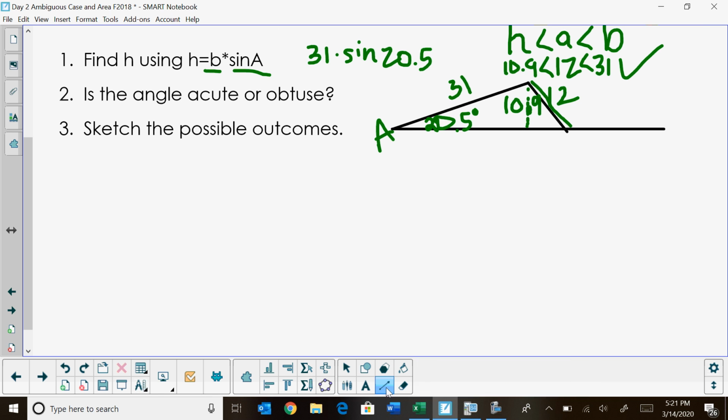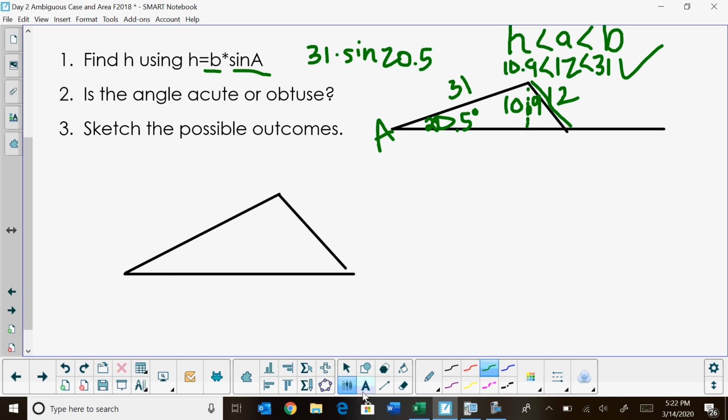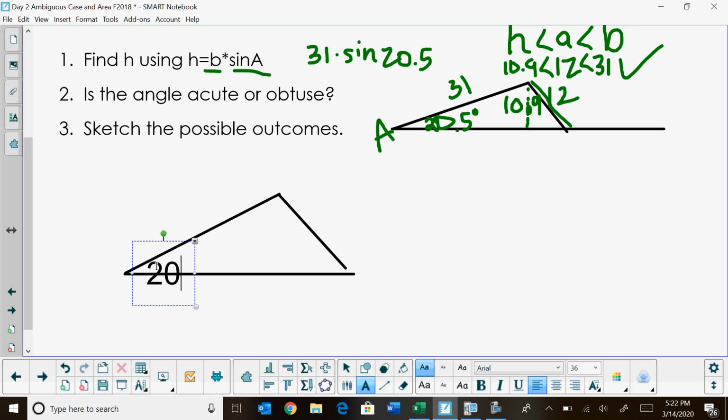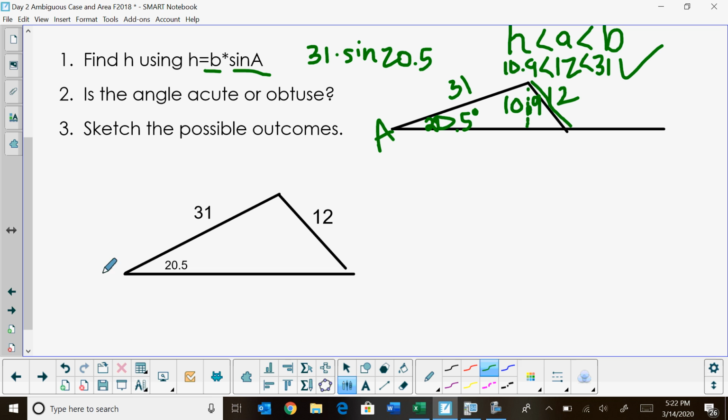Well, the first one's pretty straightforward. We're just going to treat it like it's drawn. I'm just going to put 20.5 into this corner. I'm going to type it up so it looks a little neater. This one is 31, and over here, this one is 12. So this is A, and this is side A. This is B, so this is angle B.